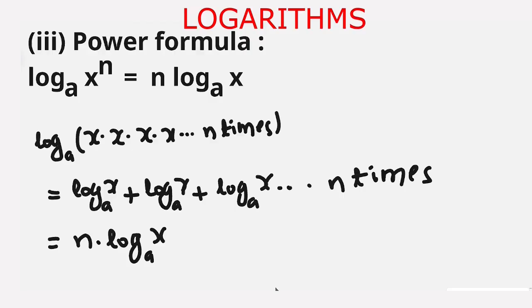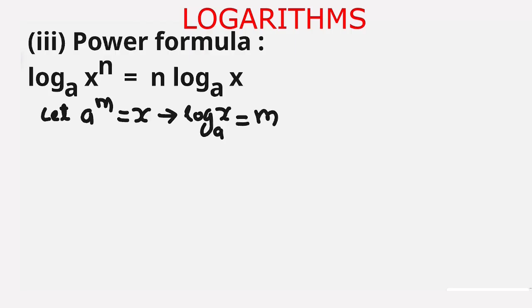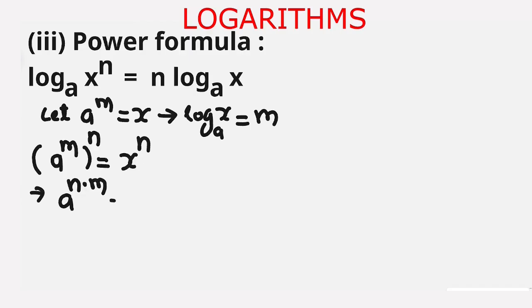I erase this and I will prove it with another method. Let a to the power m equal to x. Then from the definition of the logarithm, log x base a equal to m. Now we raise a to the power m to the power n. This is equal to x to the power n. This gives us a to the power n into m equal to x to the power n.